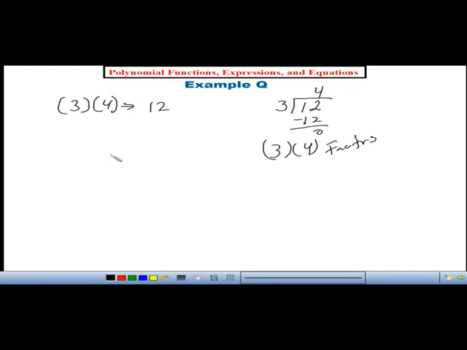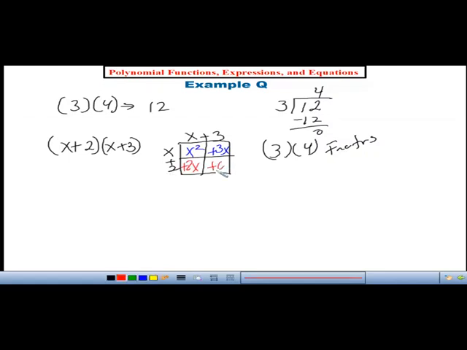Okay. How does that look with polynomials? x plus 2, x plus 3. Do we know how to multiply that? Yes, Mr. Q. I'm going to show you with the area model. x plus 2, x plus 3. x squared plus 3x. This one times these 2 plus 2x plus 6. Combine like terms, I end up with x squared plus these 2 is 5x plus this is 6.